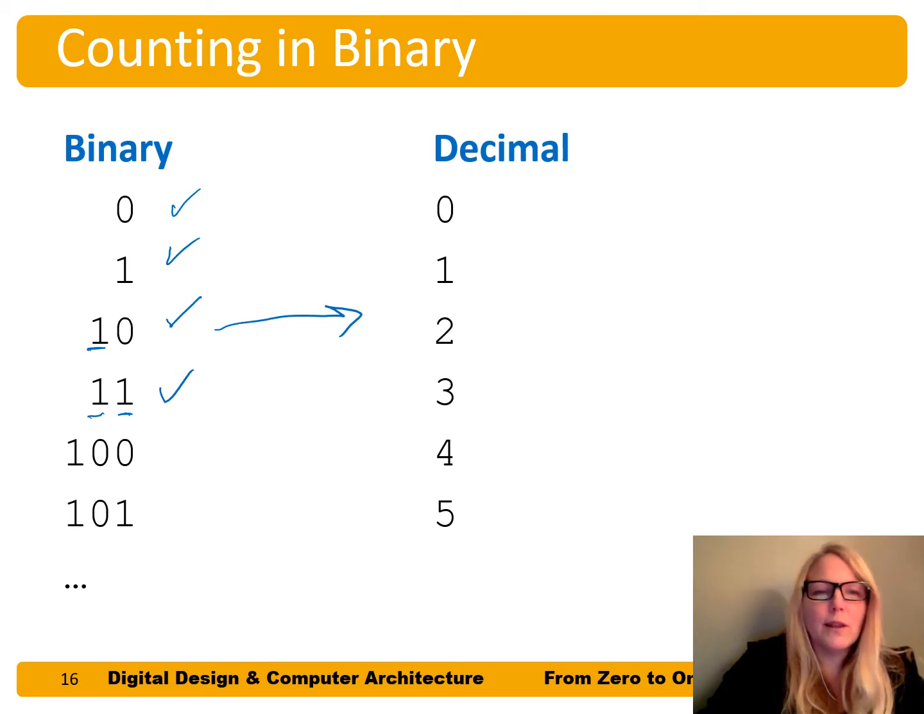And so now we go to a third bit. We get a 1 in the 4s place to get 4. A 1 in the 4s place plus a 1 in the 1s place to get 5. And so forth, right? We have 6, 7, 8, and so on.